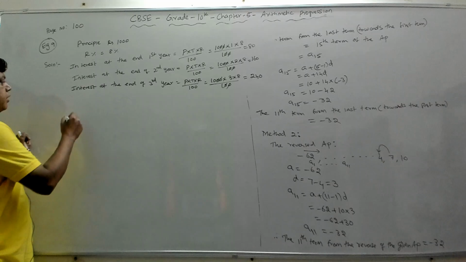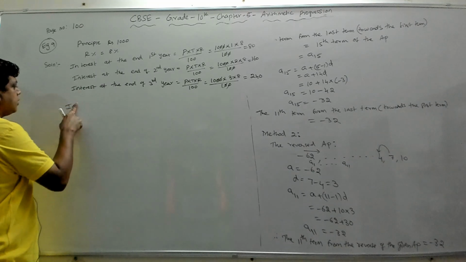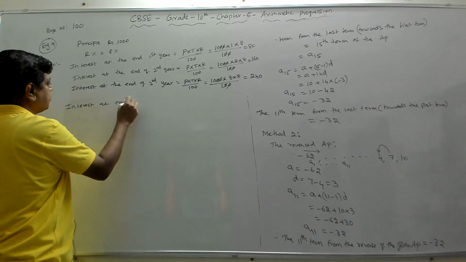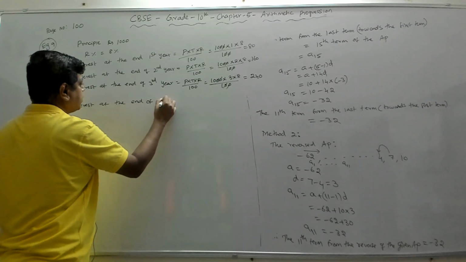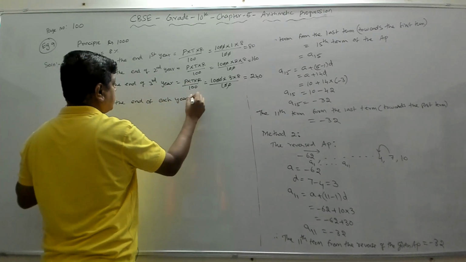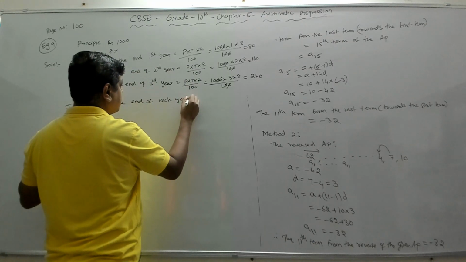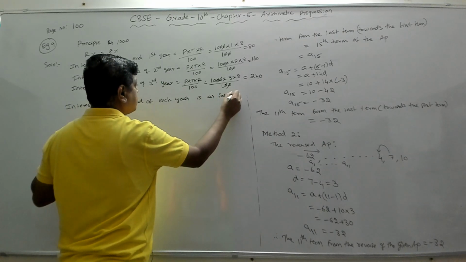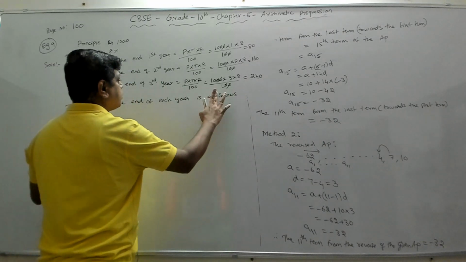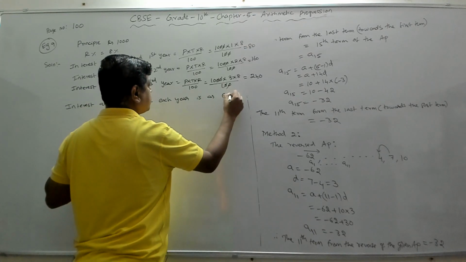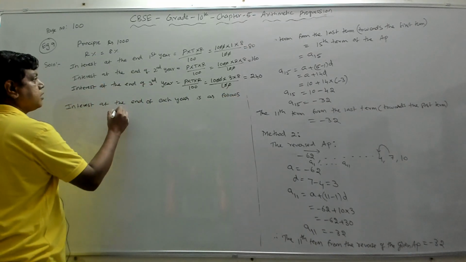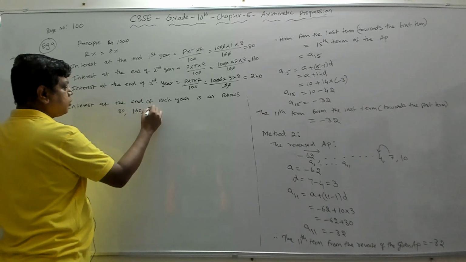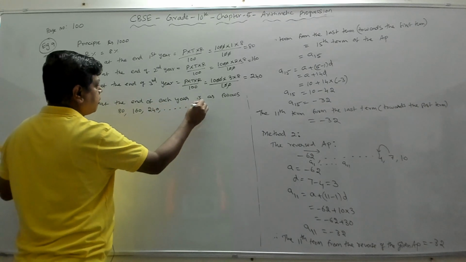Now we will list the interest. So the interest at the end of each year is as follows. 80 at the end of first year, 160 is the interest at the end of second year, 240 is the interest at the third year, then dot dot dot.